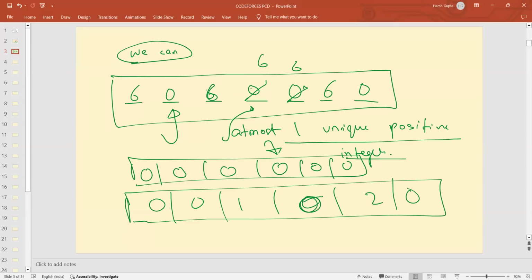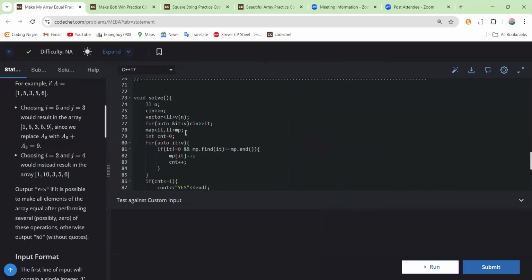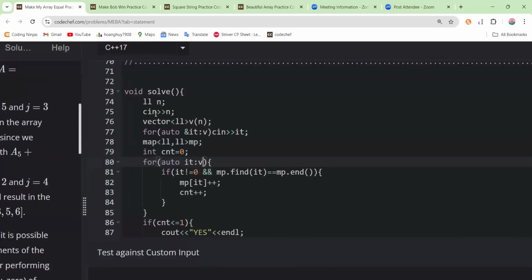Let's jump on to the code. So implementation depends on you, how you want to code it down. The logic remains the same. You only need to check how many distinct positive integers the array contains. So I took the input of n, took the input of the vector, that is all the elements of the array, constructed a map, initialized my count to 0. This count basically tells me how many unique positive integers I have.